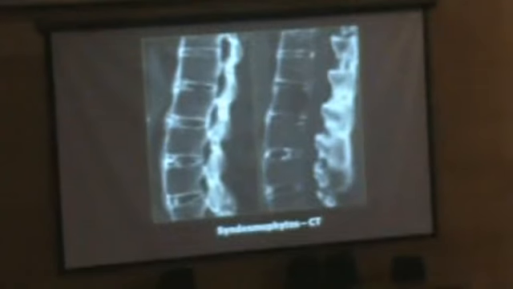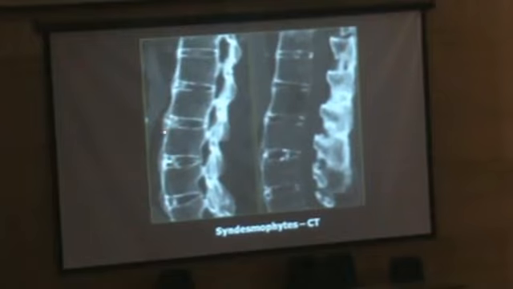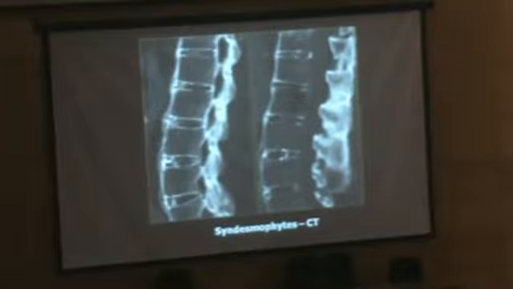Just to show an example on CT, how we can evaluate better and depict better those syndesmophytes anteriorly, posteriorly, and we can see as well extensive ankylosis in the posterior elements in the facet joints, as well as ossification occurring at the level of the interspinous and supraspinous ligaments in the posterior elements of the joint.